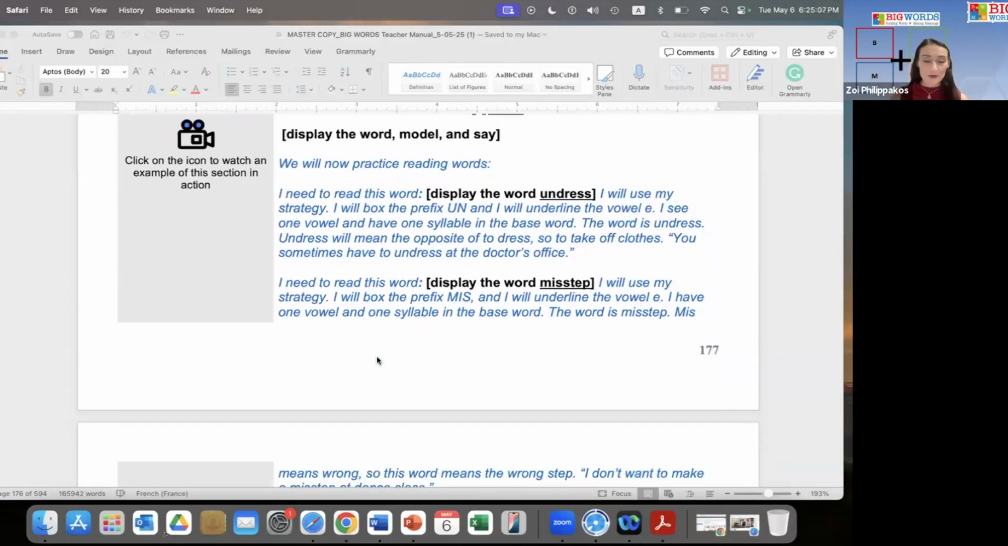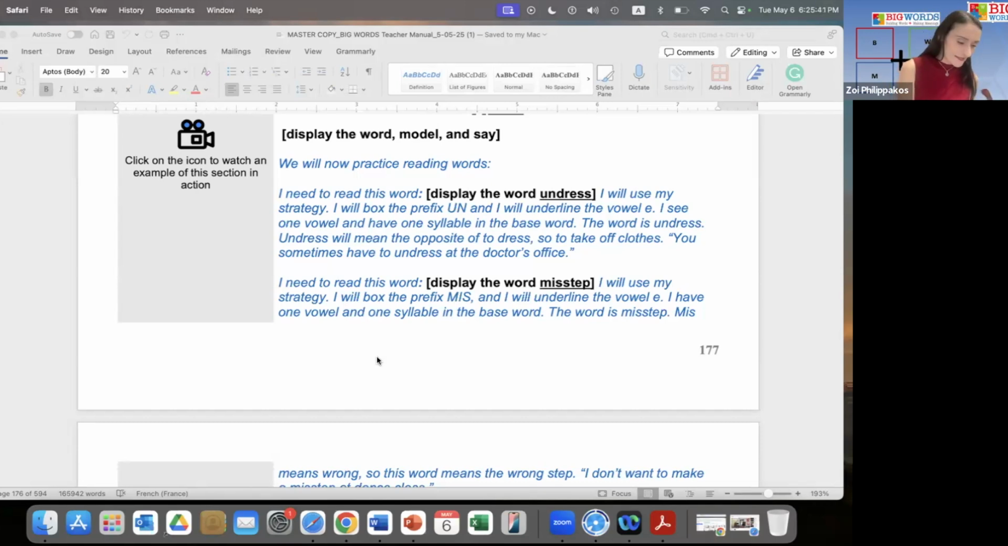I need to read this word. I will use my strategy. I will box the prefix un, and I will underline the vowel E. I see one vowel and have one syllable in the base word. The word is undress. Undress. Undress will mean the opposite of to dress. So to take off clothes. You sometimes have to undress at the doctor's office. Undress.